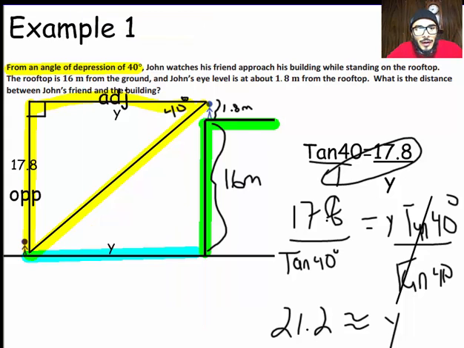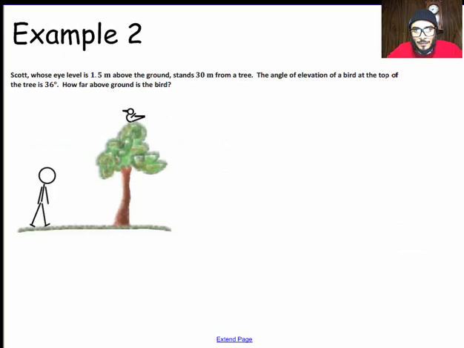All right, our next example. Example 2 says Scott, whose eye level is 1.5 meters above the ground, stands 30 meters from a tree. The angle of elevation of a bird at the top of the tree is 36 degrees. How far above the ground is the bird? All right, so angle of elevation. Angle of elevation means you're looking up.